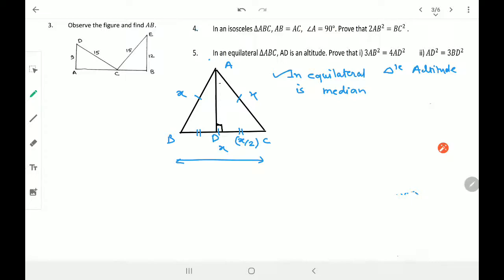Next देखते हैं, AD square is equals to, तो यहाँ है मेरा LHS AD square. तो again AD square क्या होता है? AD square is equals to AC square minus DC square, which is x square minus x square by 4. Hope you understand, x by 2 the whole square, right? So how much is that equals to? 3x square by 4. AD square will be equal to 3x square by 4, ठीक है?